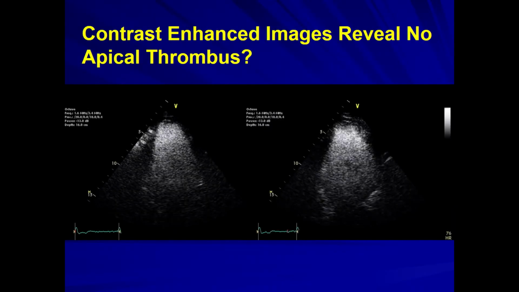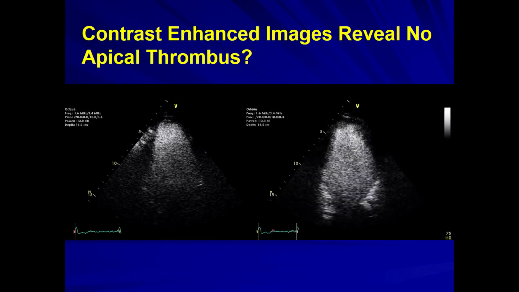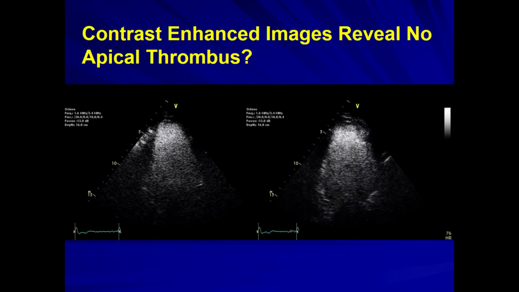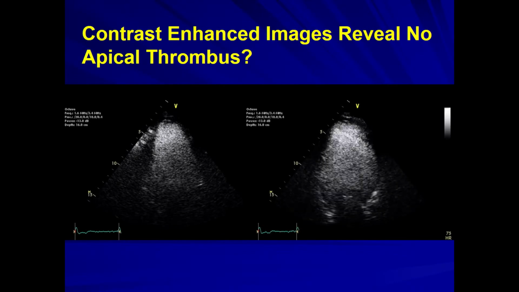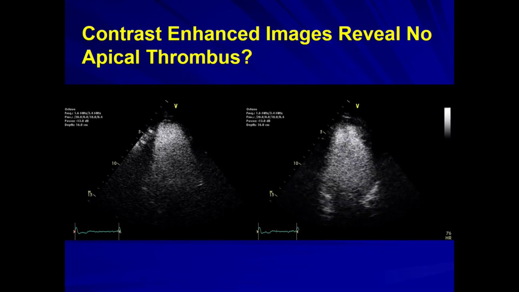And here you can see contrast was given, and actually there isn't even an apical aneurysm. It's just global hypokinesis of this ventricle, and there's absolutely no thrombus present. So absolutely, yes, there is a role for echo contrast in trying to determine whether or not a mass is present.